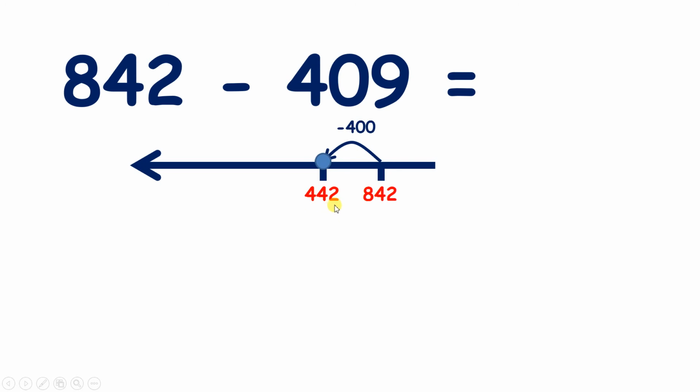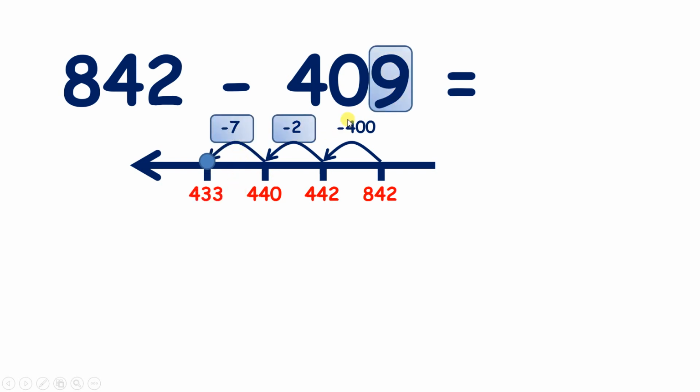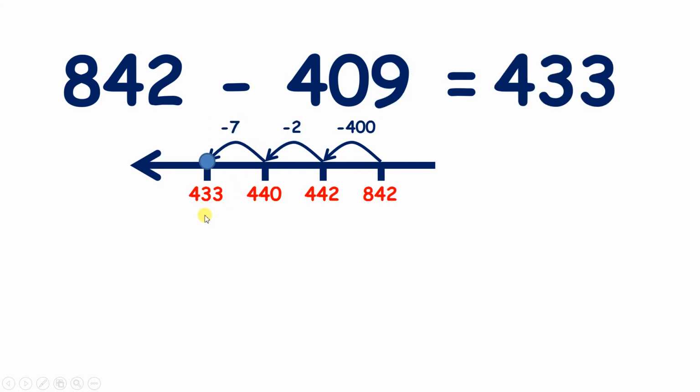So if we subtract that 2, that gives us 440. So we've subtracted 2, but we want to subtract 9. So how many more units do we need to subtract? We need to subtract 7 more. So we've subtracted 9 altogether. And that gives us our answer, 433.